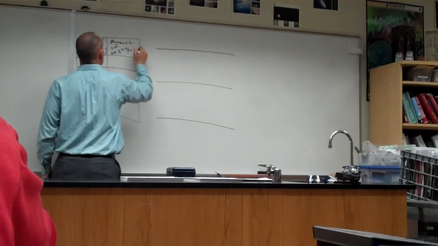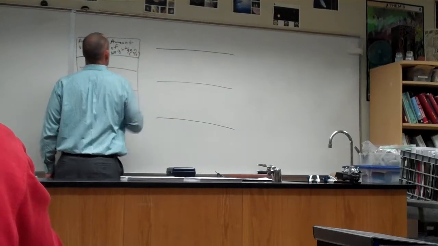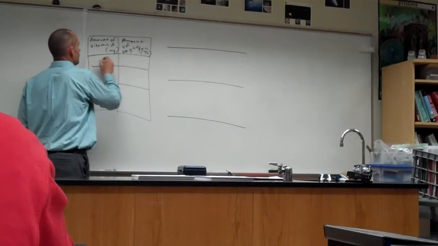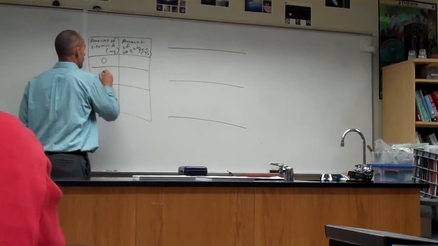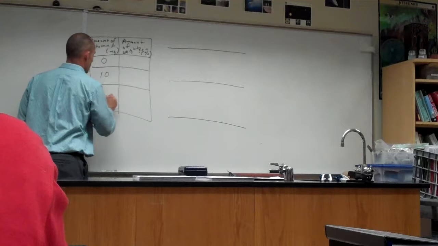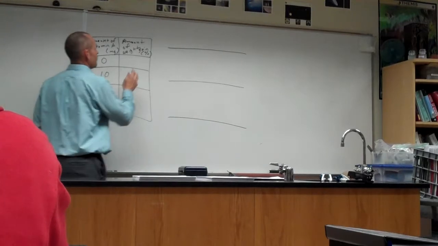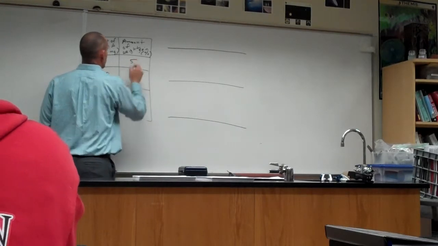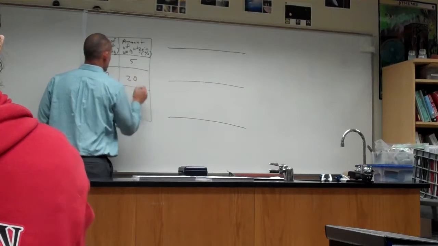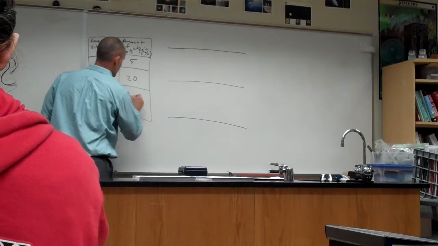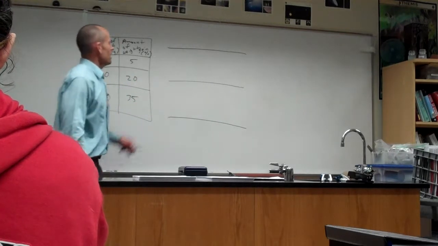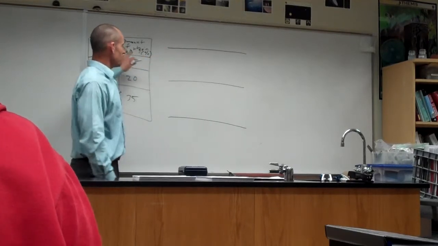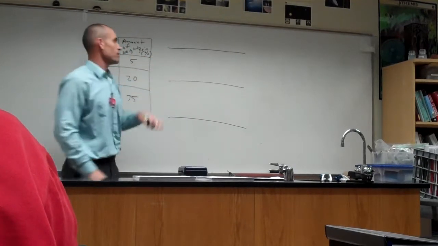gain in percentage. For milligrams, we're going to do 0, it's my control, then 10 milligrams and then 20 milligrams. Percentage of weight gain, we're going to do 5%, 20%, and 35%. Now, you have your lines. I'm going to use these lines with my graph, and you're going to end up using your lines with your graph.